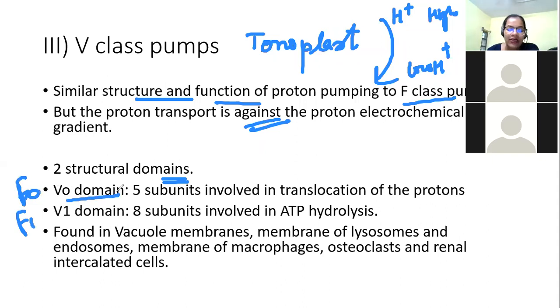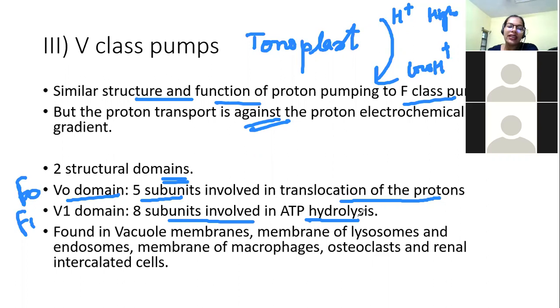Your V0 domain has 5 subunits. What you have to remember is that V0 is responsible for the proton translocation. V1 domain is responsible for ATP hydrolysis. Just remember, in the case of F class also, F0 was responsible for proton translocation, whereas F1 was responsible for ATP synthesis. Here it is hydrolysis because we are going against the proton electrochemical gradient.